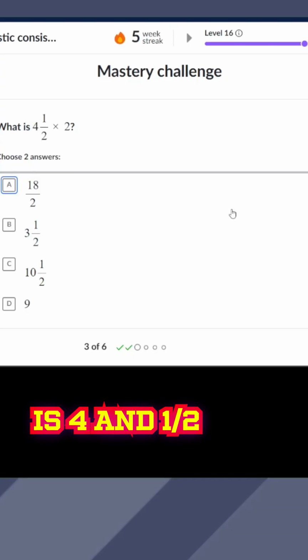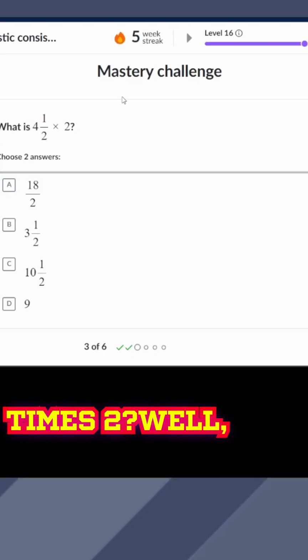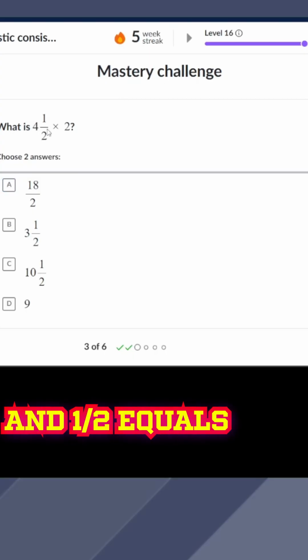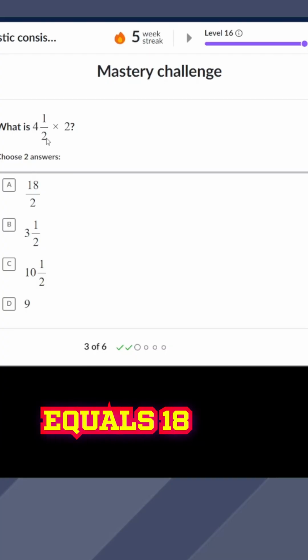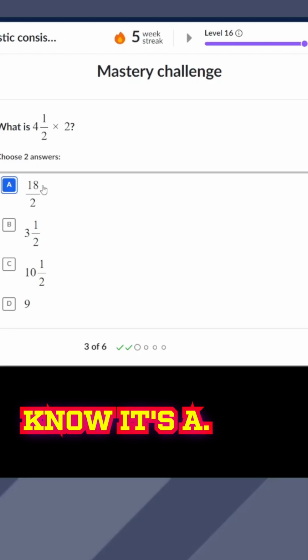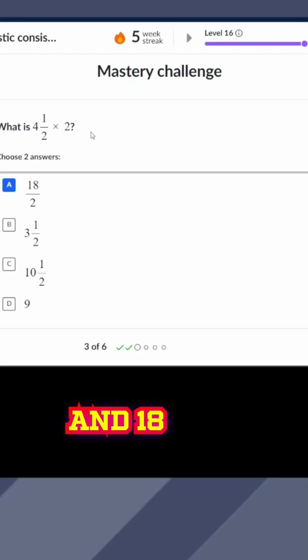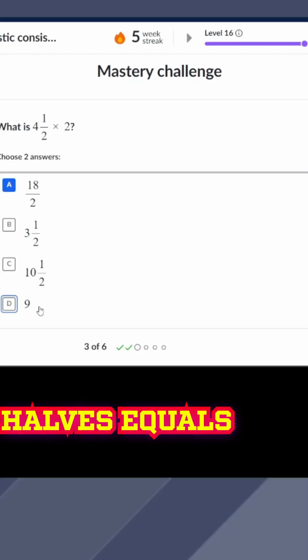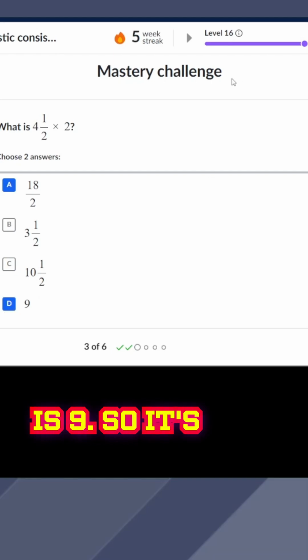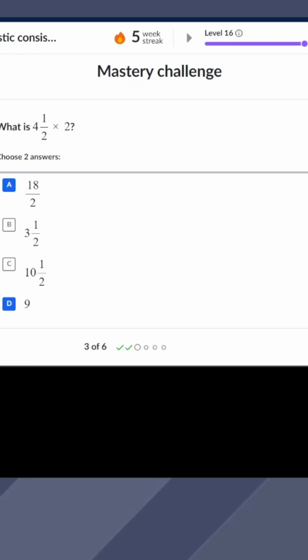What is 4 and 1/2 times 2? Well, we know that 4 and 1/2 equals 9 halves, and 9 halves times 2 equals 18 halves. So you know it's A. And 18 halves equals 18 divided by 2, and that is 9. So it's A and D.